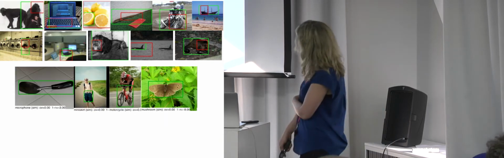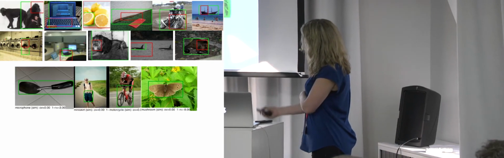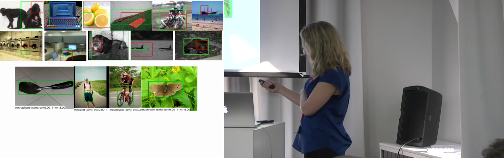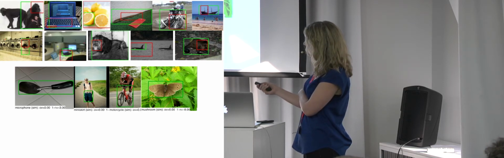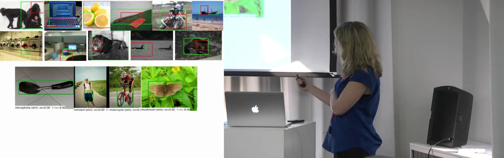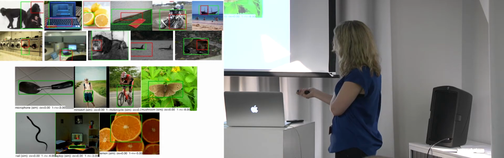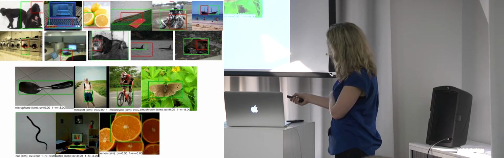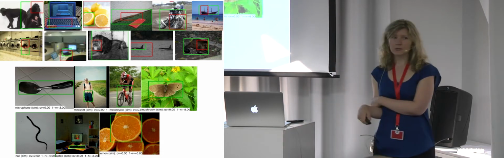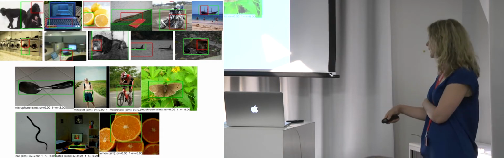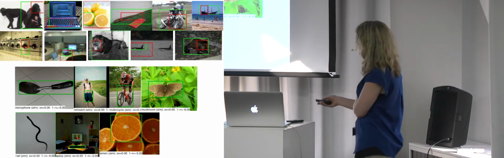Okay, so here are some examples where our detector predicts the correct bounding box, but the incorrect object. It said this was a microphone, this was a miniskirt, this was a motorcycle, where in fact it's a bicycle, and it said this was a mushroom, where in fact it's some kind of moth. Here's some more. It said this was a nail, this was a laptop, and this was a lemon. These are fairly intuitive mistakes that even humans, I think, might make.